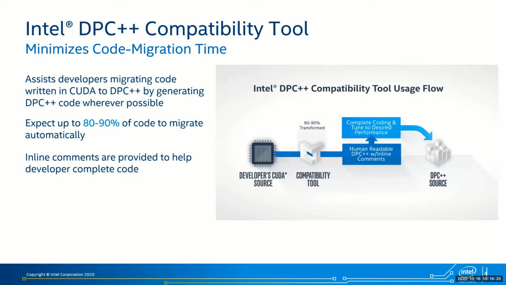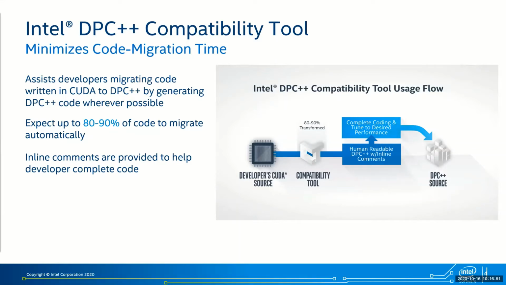Now, non-CUDA files are typically migrated without any changes. We can expect on average up to 80 to 90% of the CUDA code to be migrated automatically. But this amount of migration is dependent on the type of CUDA features, API calls, etc. that are used, and it can be less than that.